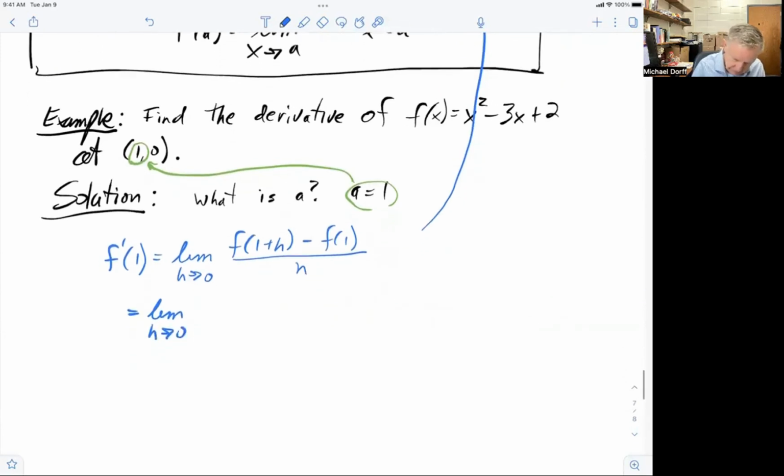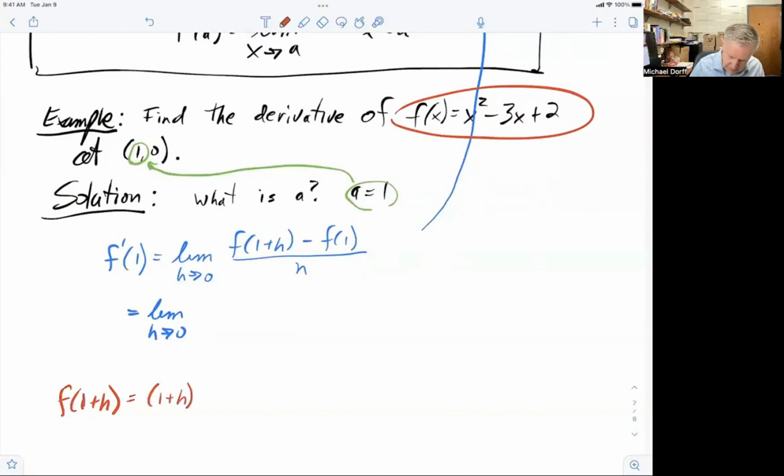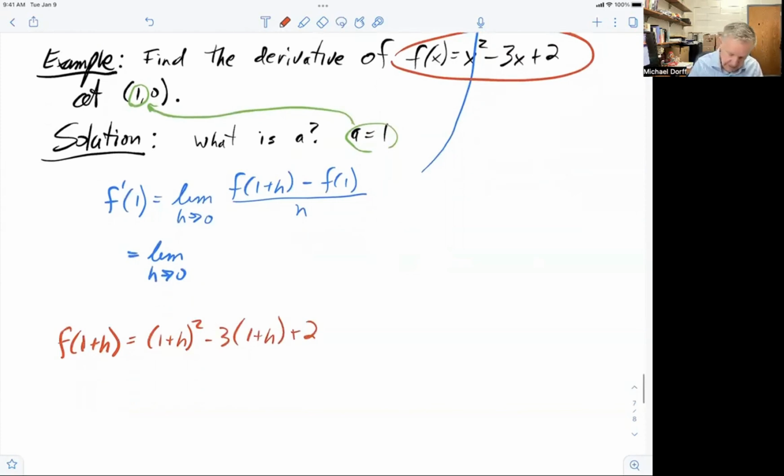What is f of 1 plus h? Well, here's my f in red. So I'm going to put 1 plus h in there. So I'm going to get (1 plus h) squared minus 3 times (1 plus h) plus 2. And when I do that, (1 plus h) squared is 1 plus 2h plus h squared. And this is why we reviewed this the first couple weeks of classes. How do you figure out that (1 plus h) quantity squared? You'd have to do 1 plus h times 1 plus h, and you get what I just wrote down.